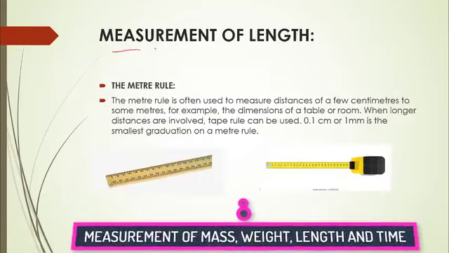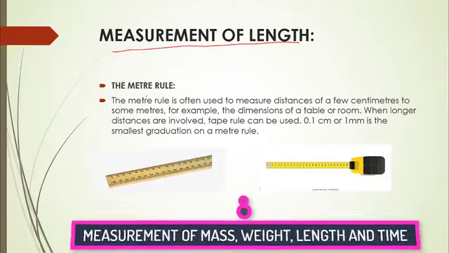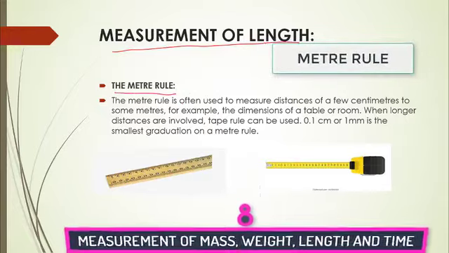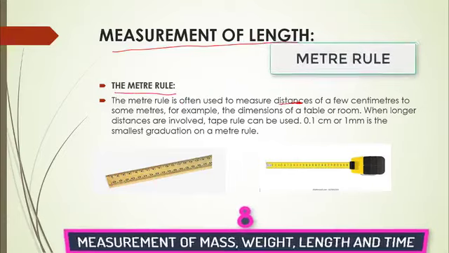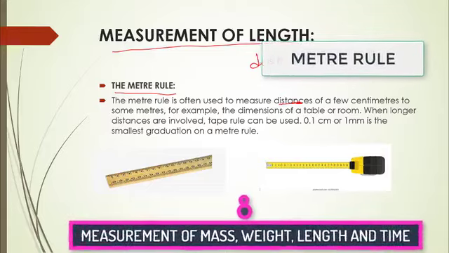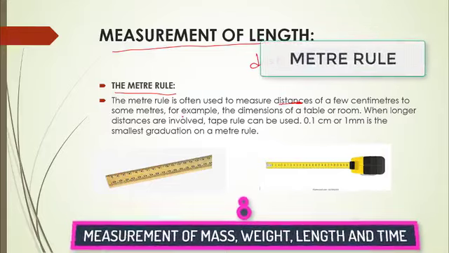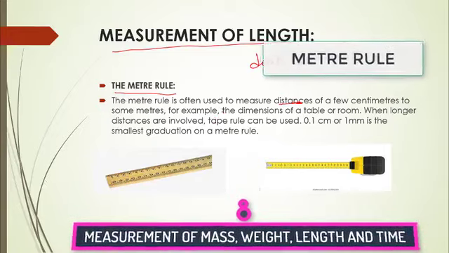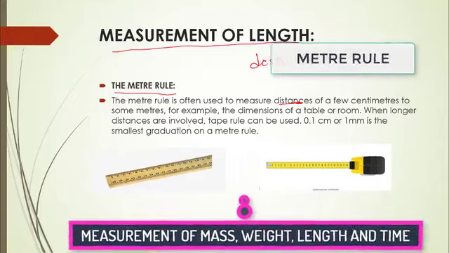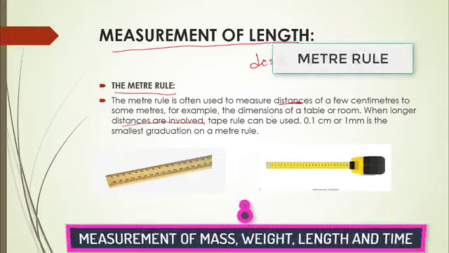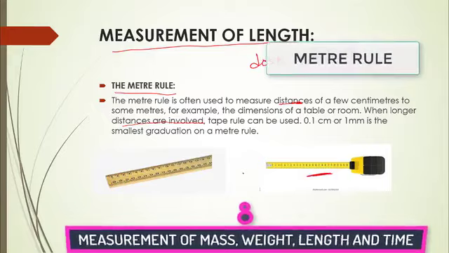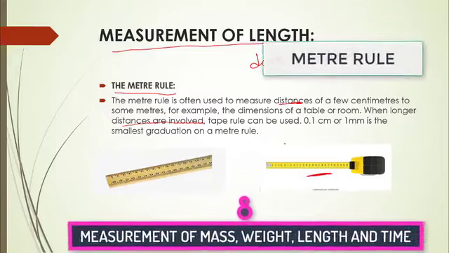Now let's look at how to measure length. There are so many instruments that we can use to measure length. The first of them is the meter rule. The meter rule is often used to measure distances of a few centimeters, for example the length of your desk, your textbook, or your exercise book, or the dimensions of a room. But when longer distances are involved, you're going to need an instrument that can go as long as possible. In that situation, we use something like a tape rule. You pull it out and it can get very long.